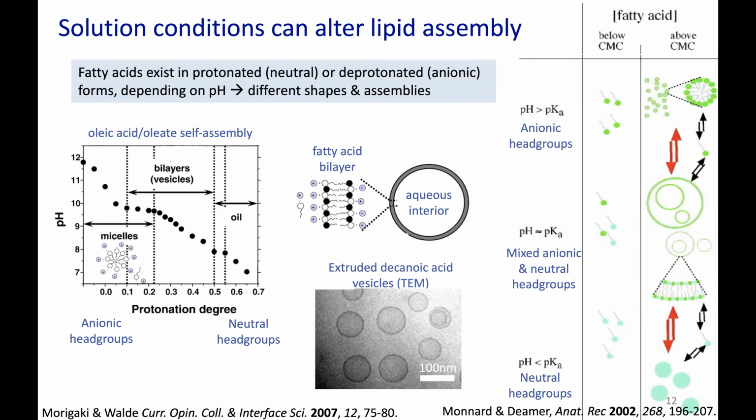And this is shown schematically here over on the side, where at very low concentrations, all these lipids just exist individually in solution, but above their critical micelle concentration where they can assemble, then it depends on the relative location of the pH to the pK, the acid dissociation constant of the molecule. If you are above it, you have anionic head groups. If you are near it, you get this mixture of anionic and neutral head groups, which is what we're going for here to get vesicles. And if you are below it, then you get neutral head groups, which in this case makes the molecule insoluble and it phase separates as oil.